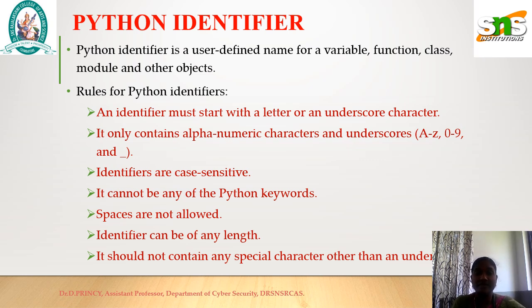Identifiers are case sensitive. That means a capital letter is not equal to a lowercase letter. It cannot be any of the Python keywords. Spaces are not allowed. It can be of any length. There is no limit for the number of characters. The only special character included in an identifier is underscore.